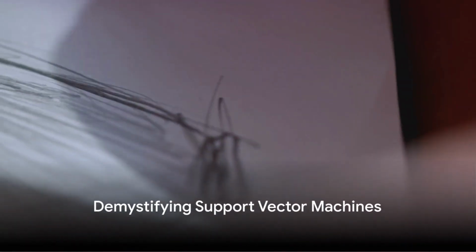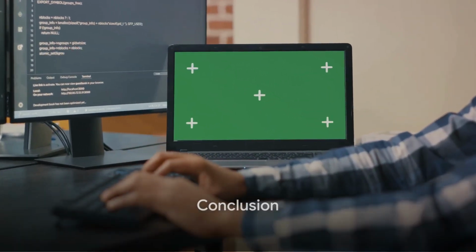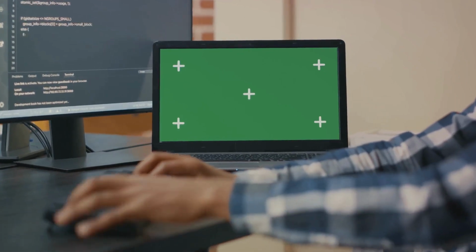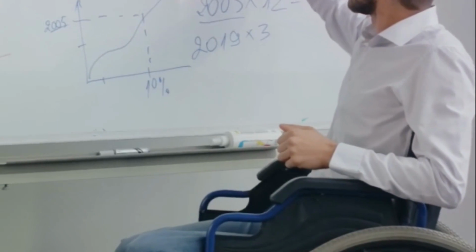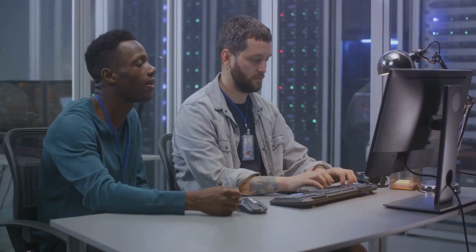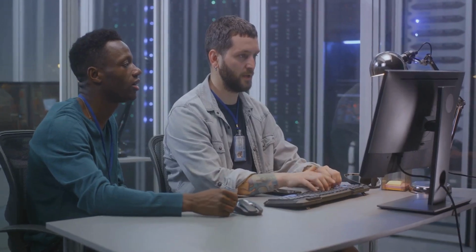Understanding SVM is a leap towards mastering the art and science of machine learning. And there you have it, a quick journey through the intriguing world of support vector machines. Hopefully, this has shed some light on the inner workings of this powerful machine learning tool. Keep exploring, and who knows what other fascinating discoveries you'll make in the realm of data science.